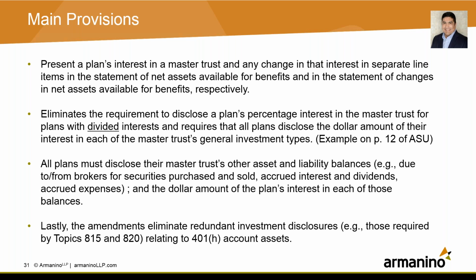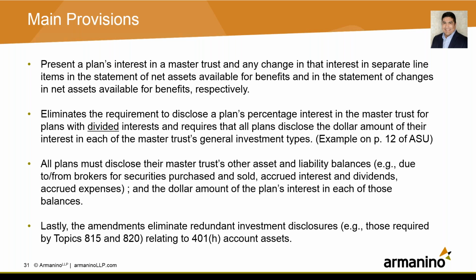Next, current DB and DC plan guidance requires plans to disclose certain master trust level investment and investment earnings information, a description of the basis used to allocate master trust net assets to plans, and the plan's percentage interest in the master trust. This ASU extends that requirement to topic 965 covering health plans, but it eliminates the requirement to disclose a plan's percentage interest in a master trust for plans with divided interests. It also requires all plans to disclose the dollar amount of their interest in each of the master trust general investment types. Now you can find a great example of this disclosure on page 12 of the ASU.